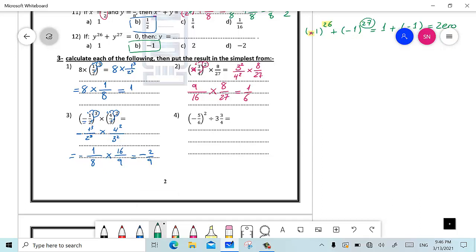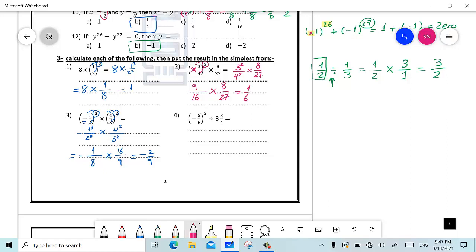In question number 4, I have negative 5 over 6 all raised to the power of 2 divided by 3 over 4. First, let's remember that if I have, for example, half divided by 1 over 3, to find the answer, I'm going to leave the first fraction as it is when I am dividing fractions, change the division to multiplication, and get the flip of the second fraction. So this is going to equal 3 over 2. The same I'm going to do here.